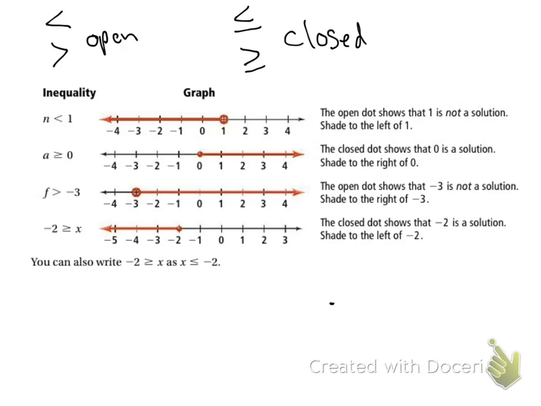That's because if I'm using less than or equal to or greater than or equal to, I'm also including the number I'm talking about. So if we look at here, A is greater than or equal to 0. I'm talking about all the numbers that are bigger than 0, but I'm also including 0. So I have a closed circle. You can see there it's colored in. Whereas if I look at F greater than negative 3, negative 3 is not going to be one of my solutions, but anything bigger than negative 3 will be. So I have an open circle there.